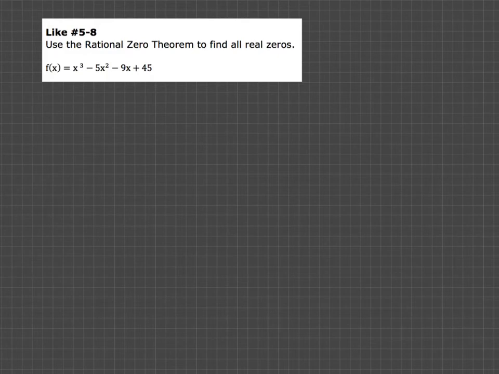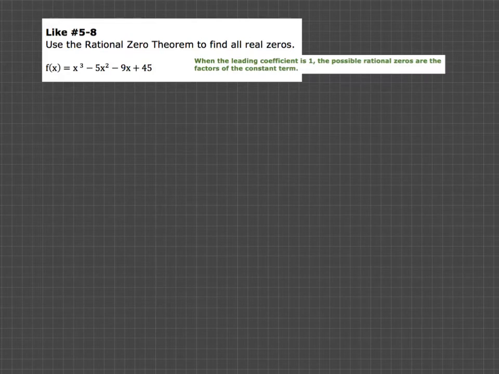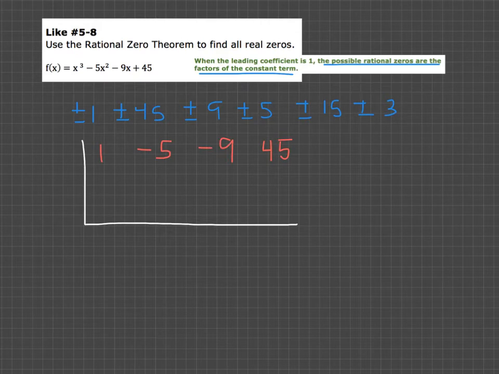This practice problem is like numbers 5 through 8. We're going to use our rational zero theorem to find all real zeros. We're going to find that the possible rational zeros are factors of the constant term. Factors of 45 are plus or minus 1, plus or minus 45, plus or minus 9, plus or minus 5, plus or minus 15, plus or minus 3. All right, so we're going to use synthetic division to test out these possible rational zeros to see which ones actually are zeros.